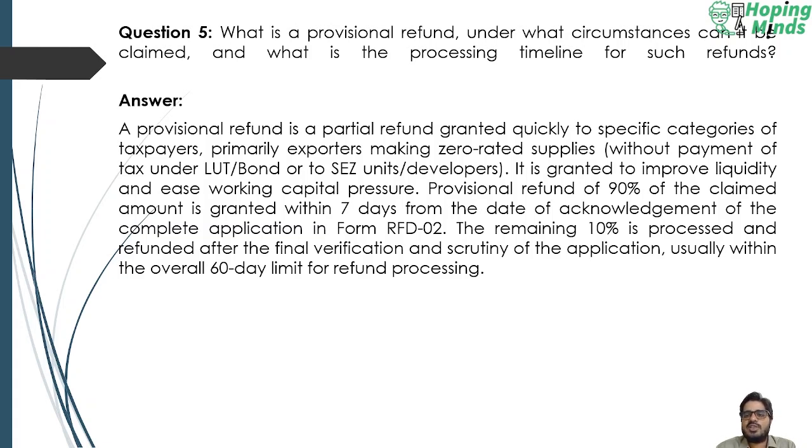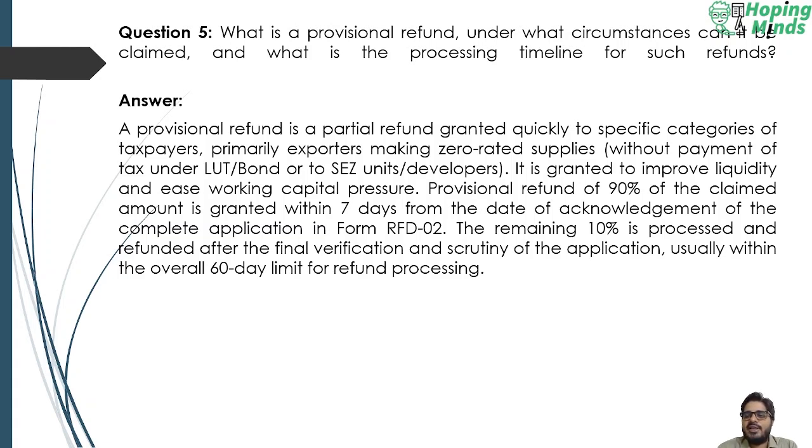So provisional refund of 90% of the claimed amount is granted within 7 days from the date of acknowledgement of the complete application in form RFD 02. The remaining 10% is processed and refunded after the final verification and scrutiny of the application, usually within the overall 60-day timeline for refund processing.